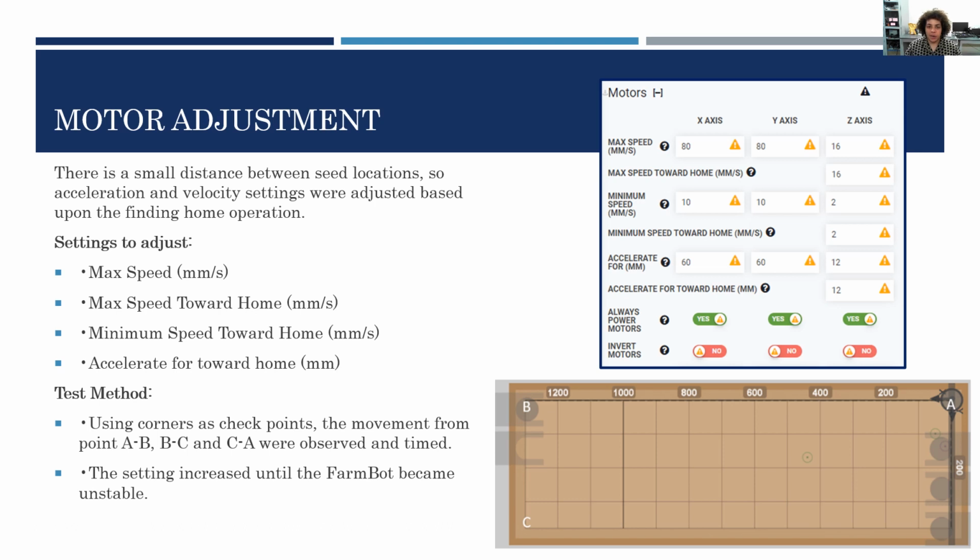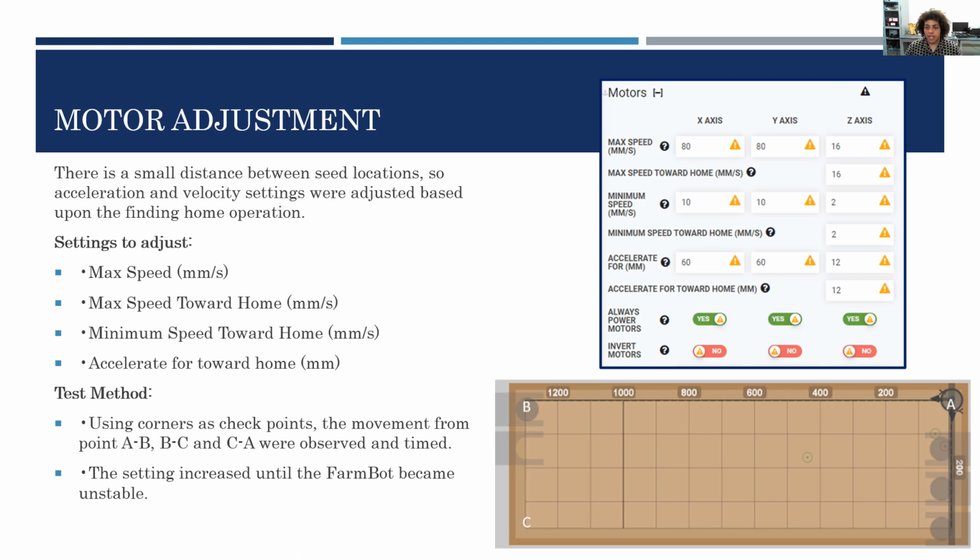Upon completing the sequence generation, the initial motor settings needed to be adjusted. Since the distance between seed locations was very short, we wanted to reduce the amount of time consumed going to or finding the home location. This was done by adjusting the following settings: the max speed, the maximum and minimum speed towards home, and the acceleration towards home. These settings were tested by moving the FarmBot along the perimeter of the garden bed from point A to B, B to C, and C to A, as shown in the bottom image.